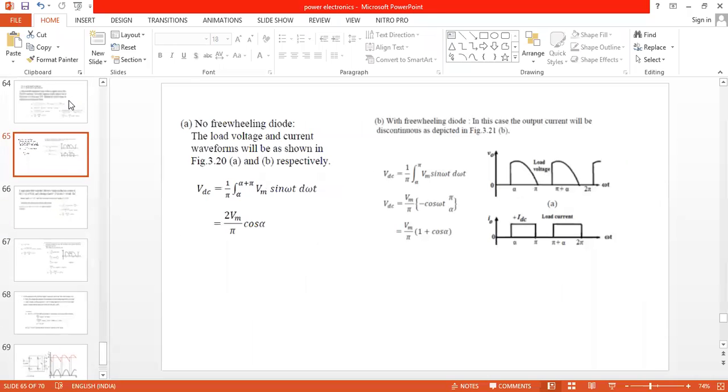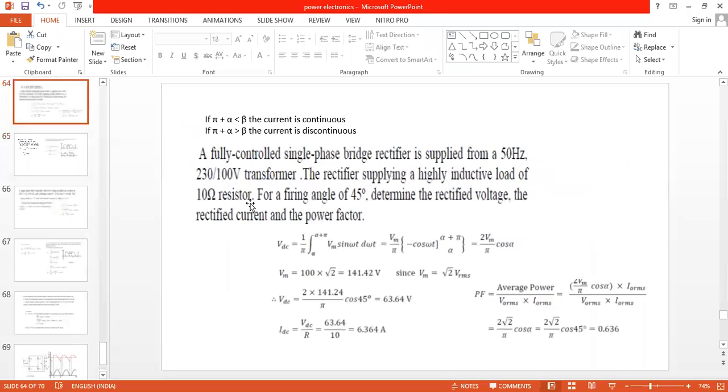All of you just use your calculator. Now what is the first step? VRMS equal to 100 volts. But what is the output voltage? V naught equal to 2Vm by pi cos alpha, case 1. But we require Vm. What is the formula for Vm? Vm equal to VRMS into root 2. Therefore, VRMS into root 2 is 141. This value you are going to observe. Now next, what is the output voltage formula?